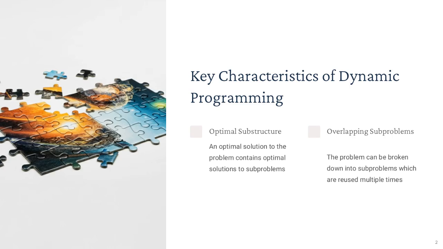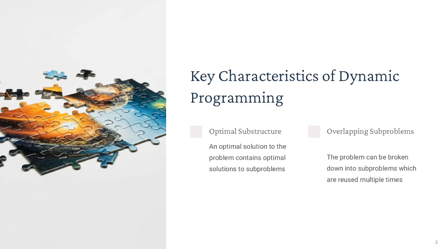Dynamic programming is based on two key principles: optimal substructure and overlapping subproblems. Optimal substructure means that the solution to a problem can be composed of solutions to its subproblems. For example, in the rod cutting problem, the maximum revenue from cutting a rod can be determined by finding the optimal cuts for smaller rods and combining their revenues.